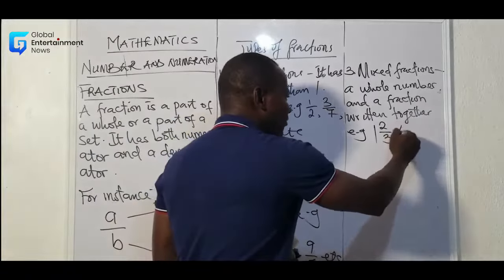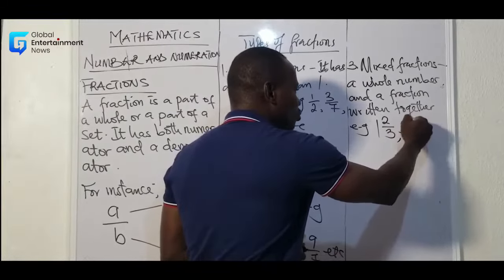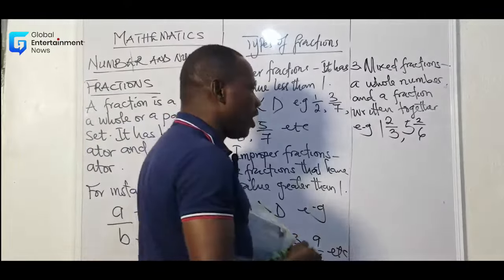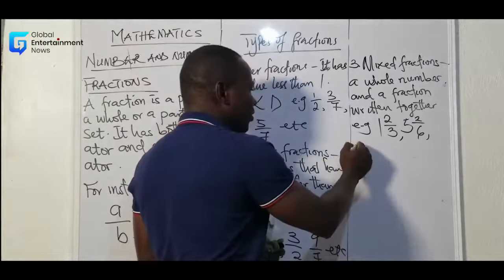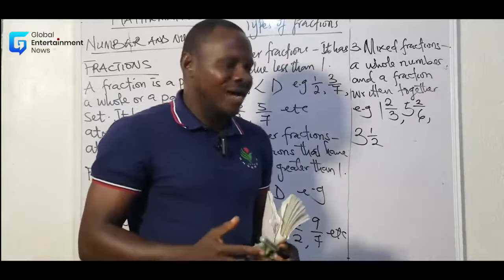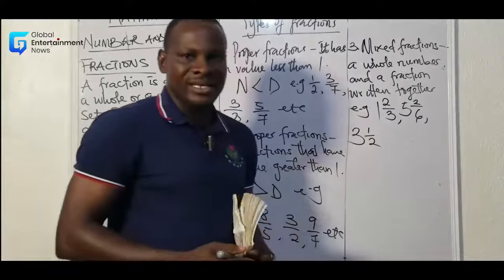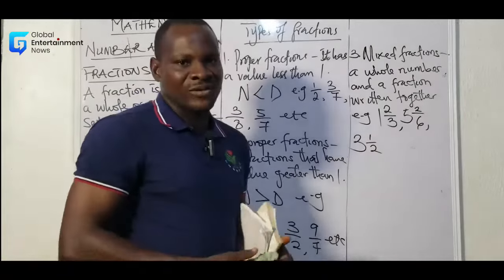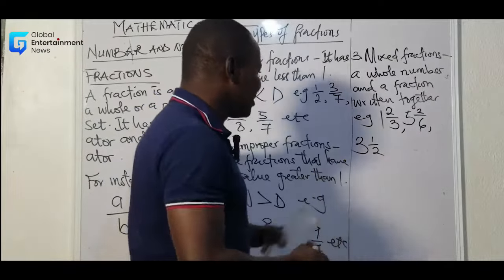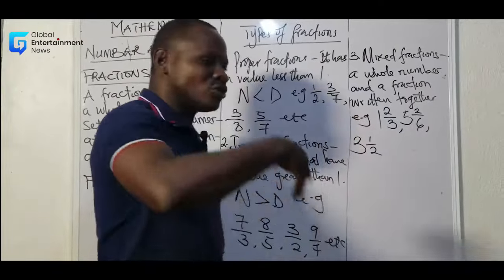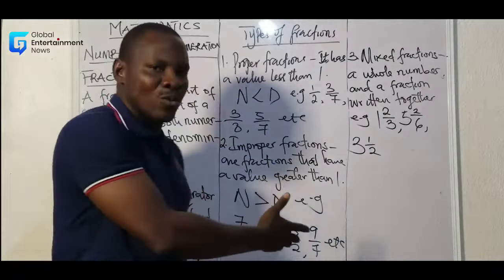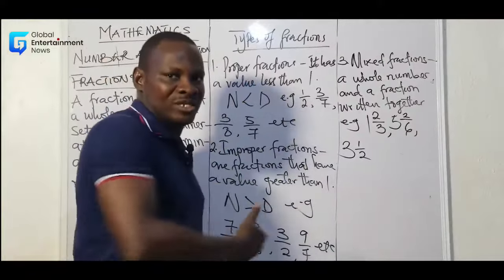Another one, we have 5 whole number, 2 all over 6. 5 is a whole number, while 2 all over 6 is a fraction. Another one, we have 3 whole number, 1 all over 2. 3 is a whole number, while 1 all over 2 is a fraction. I believe you are following me. Another thing I want you to take note of is that the mixed fraction can be turned to improper fraction, and the improper fraction can be turned to what we call the mixed fraction.